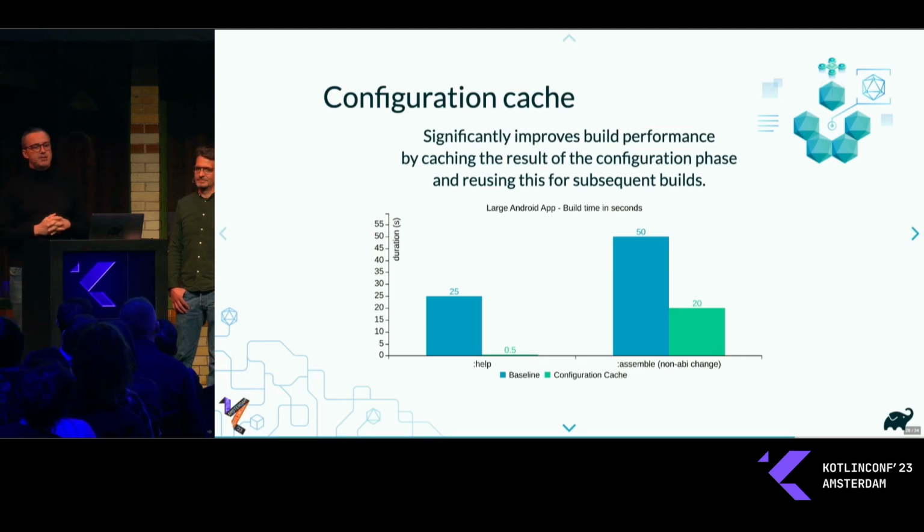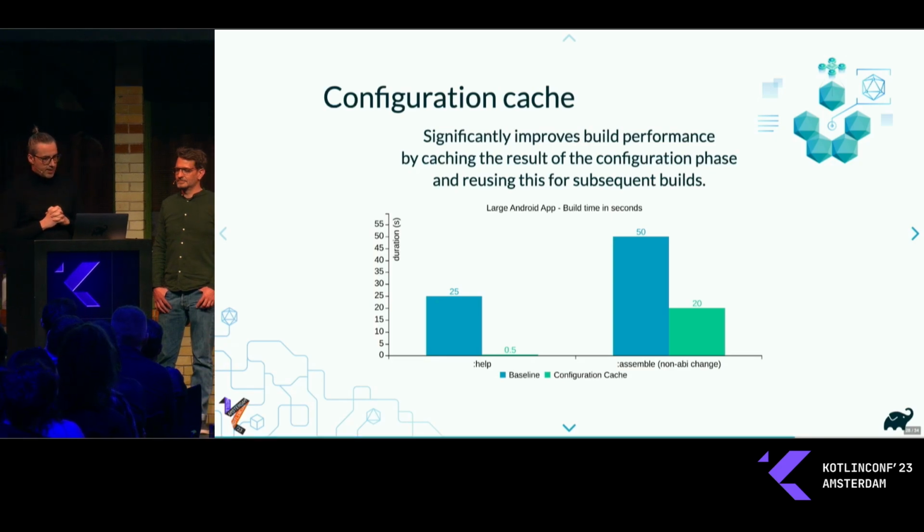The configuration cache is a new feature being released just now that improves build performance by caching the configuration phase. I'm going to talk a bit about that. And then we can reuse that for subsequent builds. So here is just one of the measurements we made back then. It's a large Android app with 2,500 modules.